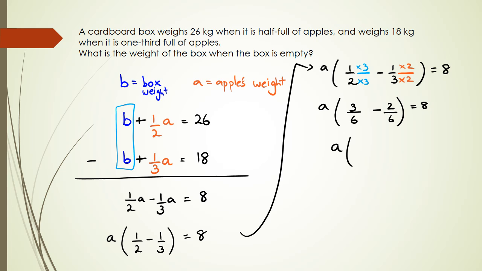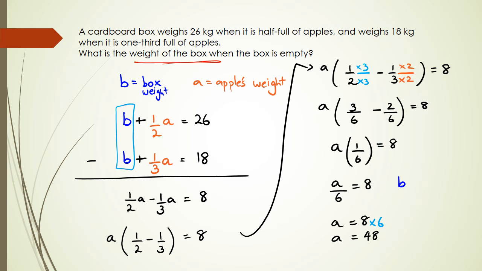Simplifying this, I've got 3 minus 2 over 6, so 3 minus 2 is 1 over 6 equals 8, and then A times 1 over 6 equals A over 6, which equals 8. Then I can say that A equals 8, and when I bring the 6 over, it gets multiplied, so A is equal to 48. So at this point, what I've worked out is the weight of the apples is 48 kgs, but the question says, what is the weight of the box? So I'm going to go back to my first equation.